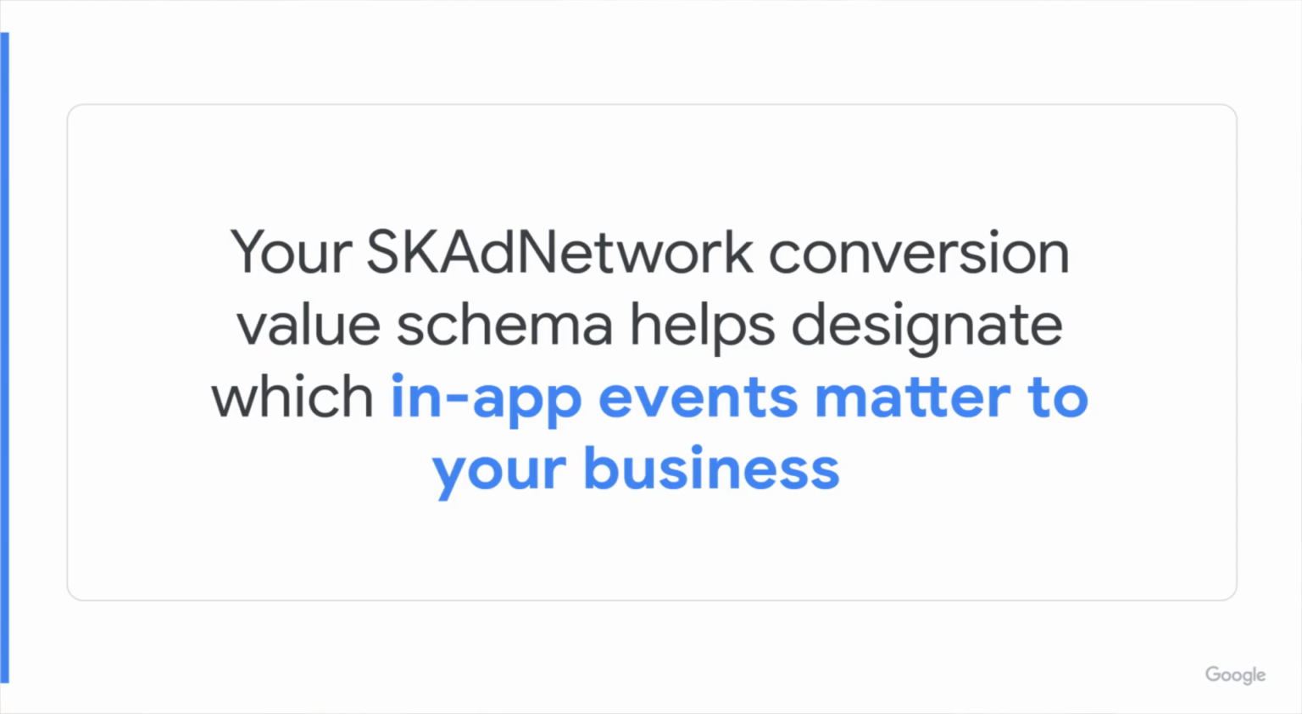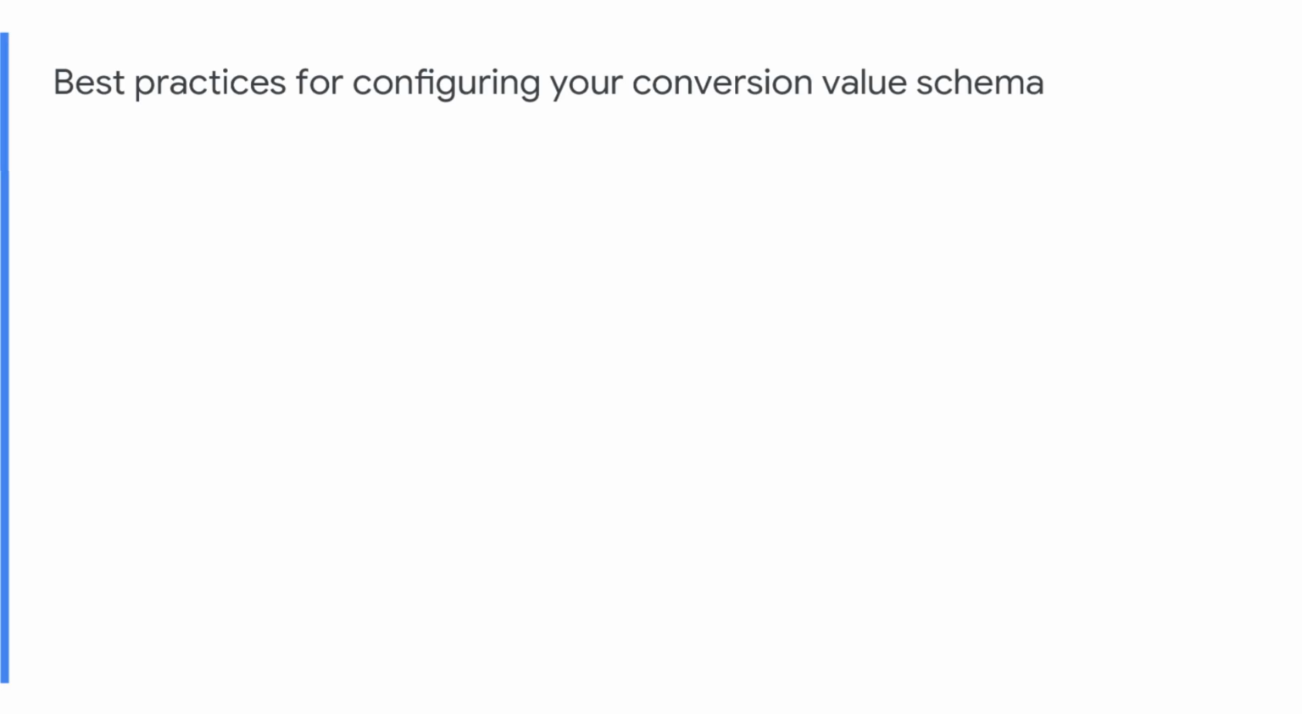So what is this? Simply put, your SKAdNetwork conversion value schema is a means to designate which in-app events matter to your business. You can think about your app's conversion value schema as a translator of sorts. It acts like a code, a series of numbers that designate discrete actions or buckets of user revenue. When configuring your schema, you will set a certain numerical value to indicate the in-app event or range of revenue that the user represented. We highly recommend getting started today on your own conversion value schema strategy. And here are 4 best practices to keep in mind when doing so.